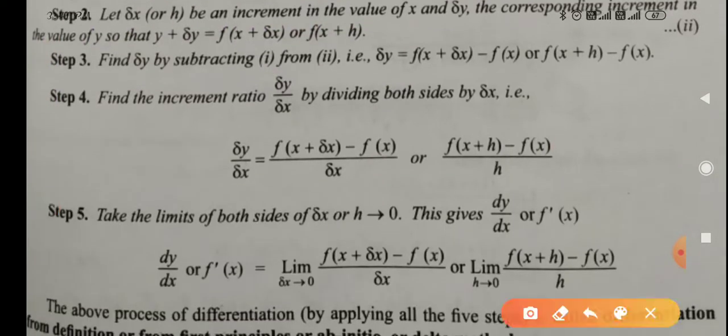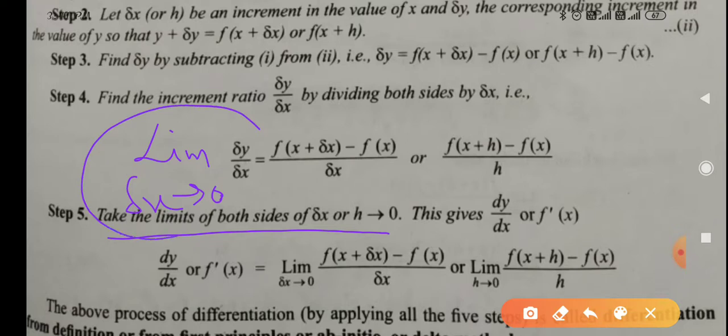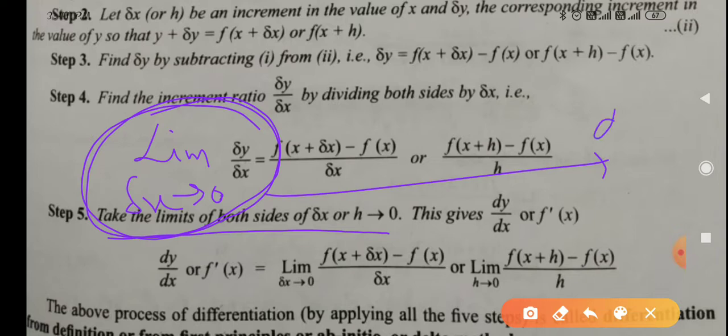Dividing both sides by delta x, take the limit on both sides, delta x tends to 0. So delta y upon delta x becomes the limit as delta x tends to 0. With this, the left side becomes dy upon dx. So dy upon dx, or f dash x, equals the limit, delta x tends to 0, of f of x plus delta x minus f of x, upon delta x. In place of delta x, h can be taken.